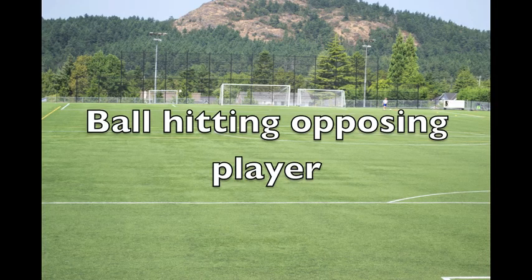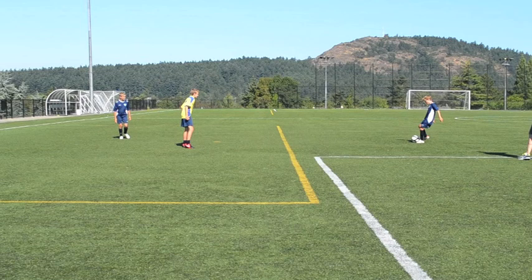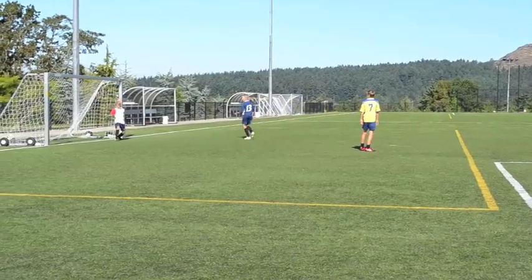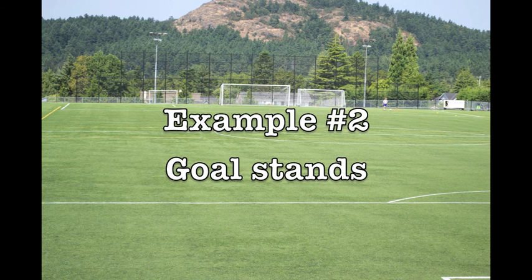Ball hitting opposing player. There is often confusion when the ball hits a defending player. We see here the attacking player is clearly behind the last defender when the ball is struck, and even though the defending player touches the ball on the through pass, the attacking player is still offside from the initial pass. The goal does not count.